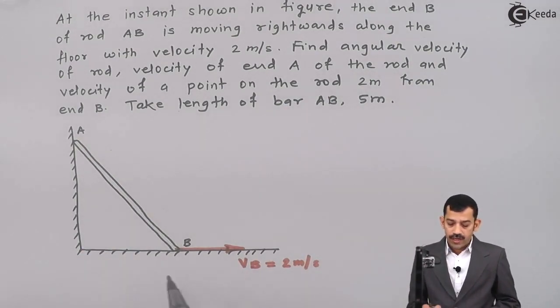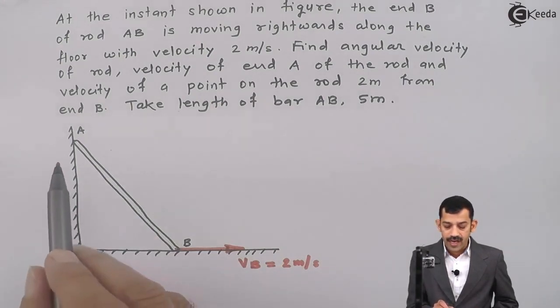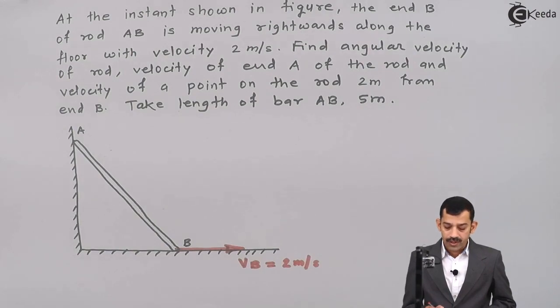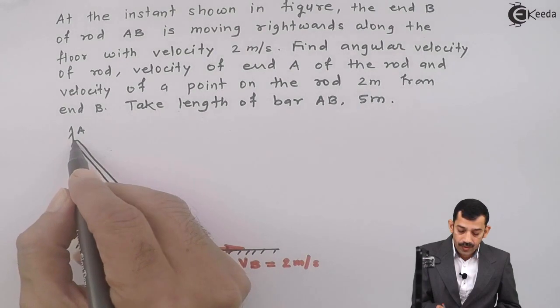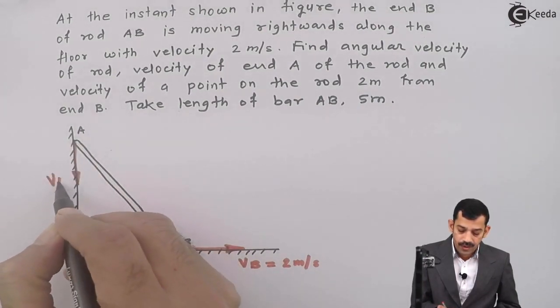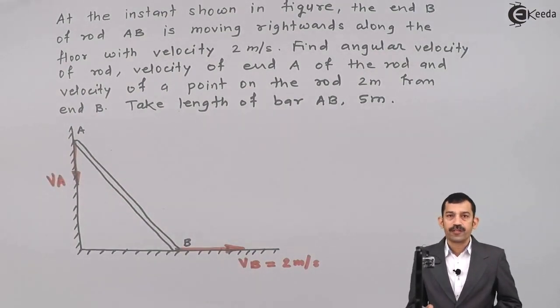Now a vertical wall and horizontal floor are given, a single body problem. If end B of the bar slides in rightward direction, end A has to slide in downward direction. Therefore, I'll represent the direction of linear velocity of point A, which is vertically downward along the wall. That means VA is vertically downward, where VA is unknown. What you know is only VB equal to 2 meters per second.